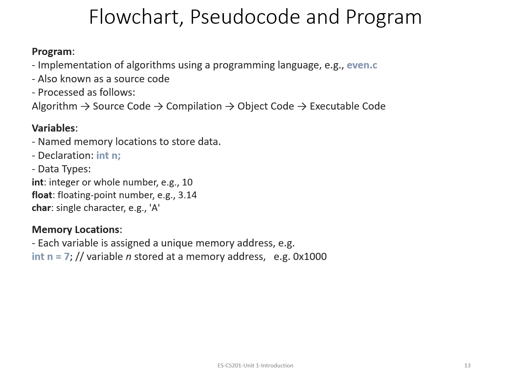Memory locations. Each variable is assigned a unique memory address. For example, consider the following line. Int n equals 7, n is stored at a memory address, for example, 0x1000. Int n equals 2 means create a box named n in the memory space and store number 2 inside it.